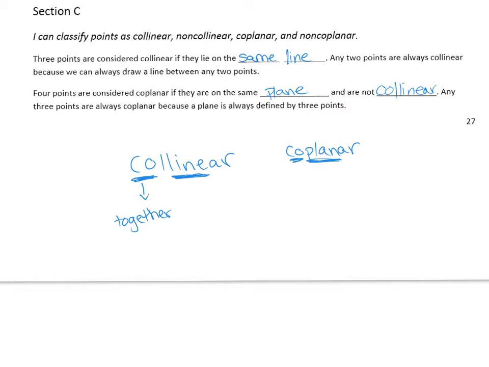But any 2 points are always collinear. You learned that in Algebra 1. There's no 2 points I can draw in the world where I'm not able to then draw a line through them. That's the definition of a line, right? It's the shortest distance between 2 points. Any 3 points are always coplanar because that's actually how we define a plane. A plane is a space that holds 3 non-collinear points.